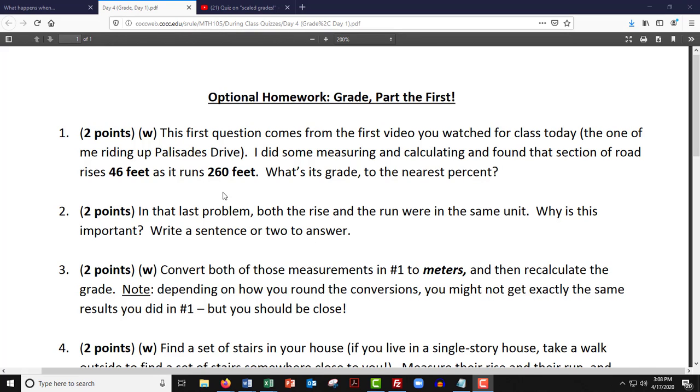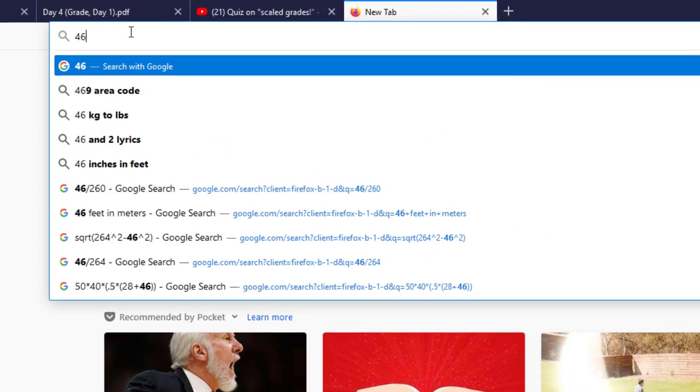All right, my friends. So let's get some solutions to this first optional homework for grade. This is the road you saw me riding my bike up in that first video. Rise of 46 feet as a run of 260 feet. So we'll use my favorite calculator, Google.